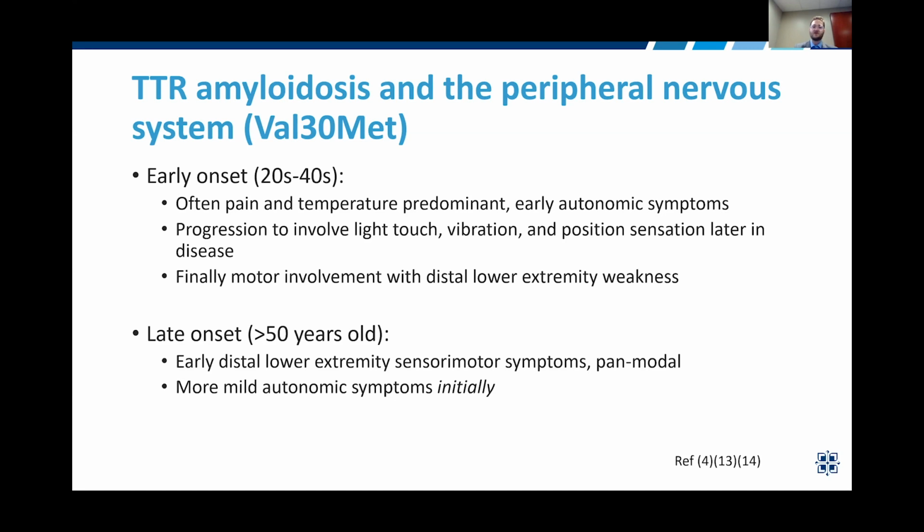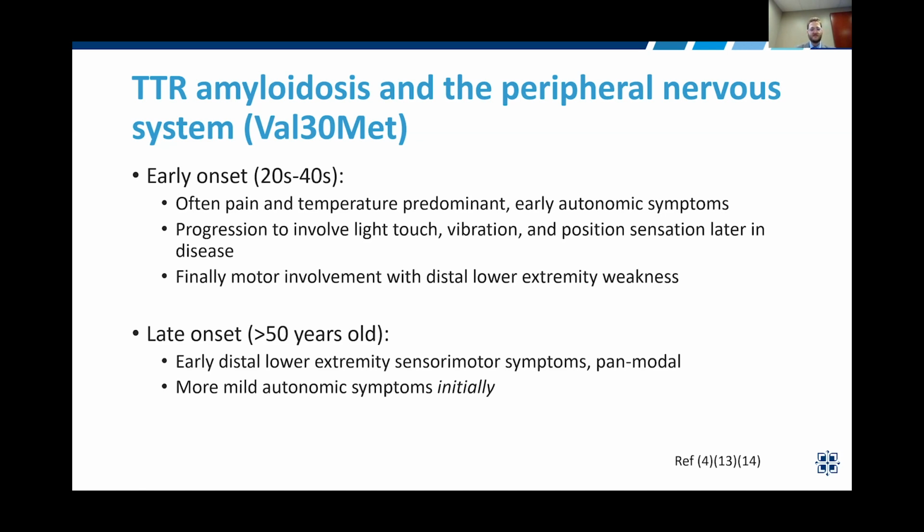Early onset is going to be predominated by pain and temperature sensation changes and early autonomic symptoms. I can't emphasize this enough: early autonomic symptoms can be a very good clue, when you're evaluating a patient, that this is more than your typical peripheral neuropathy. Especially GI autonomic symptoms: diarrhea, alternating constipation, nausea and vomiting, feeling full, weight loss. They should not have light touch, vibration, and position sense changes until later in the disease, and then finally, as it progresses, motor involvement.